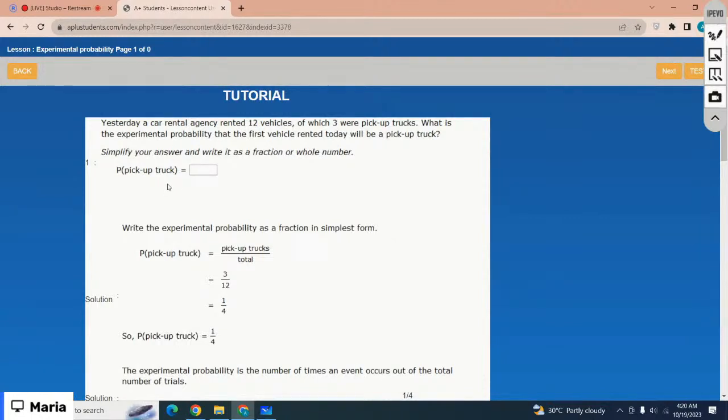Okay, let's just start with an example. Yesterday, a car rental agency rented 12 vehicles, of which three were pickup trucks. What is the experimental probability that the first vehicle rented today will be a pickup truck? Okay, the total vehicles are 12. Yesterday three were trucks. So the probability of a pickup truck is 3 divided by 12, right? That means it is 1 out of 4.